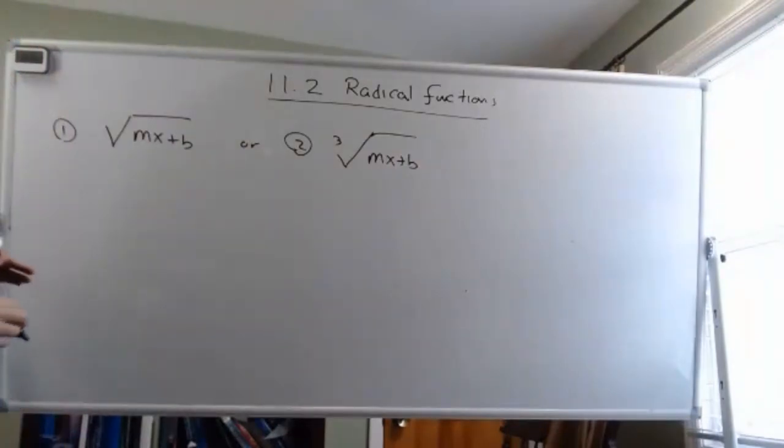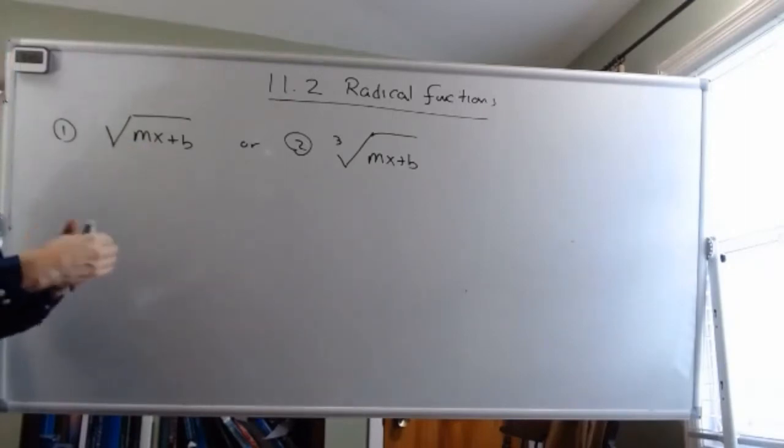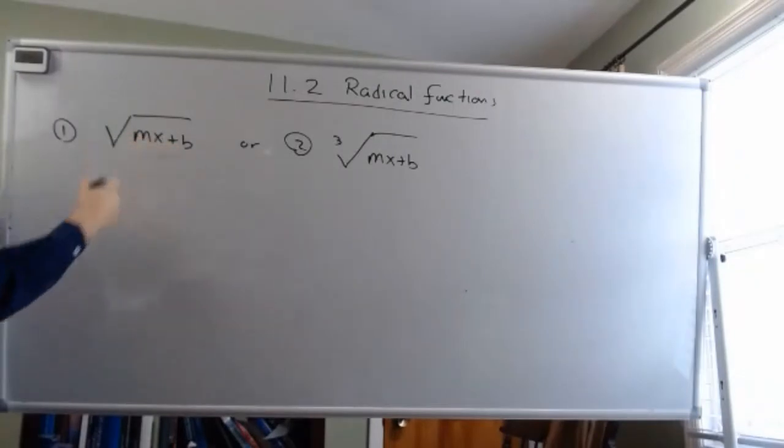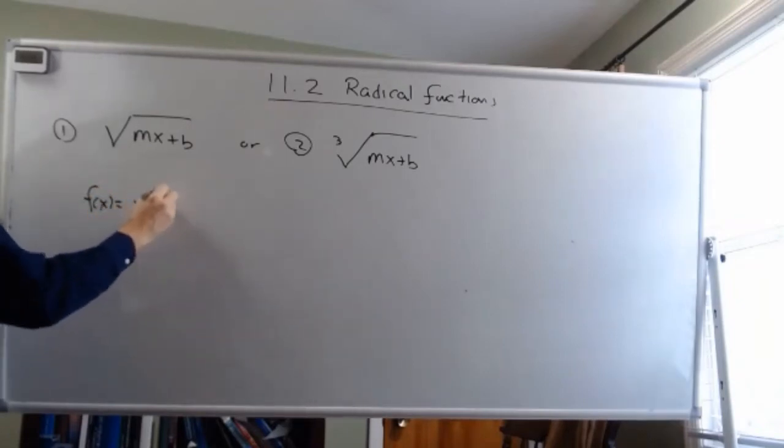Now, in general, if we want to look at the square root with just an x, we always go back to the most fundamental type. So the most fundamental type is let b equal to 0 and m equal to 1, and we consider our f of x equal to the square root of x.